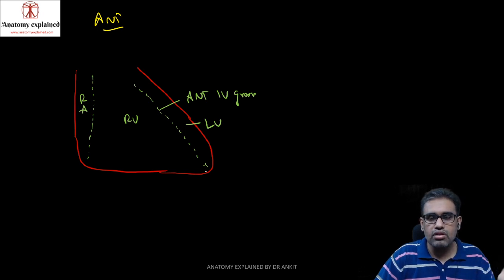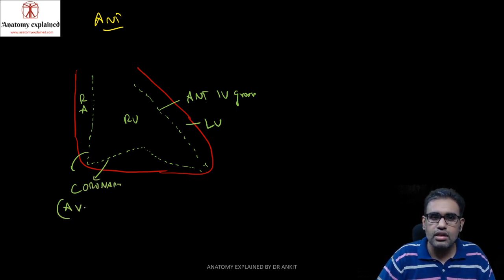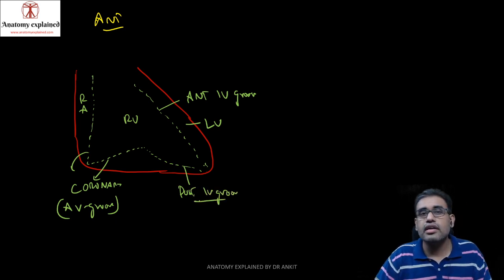This anterior interventricular groove will go posteriorly over here. Okay, and this coronary groove will also go posteriorly over here. These both are your coronary grooves. Now coronary grooves are the same as your AV grooves, AV is atrioventricular grooves, and this is your anterior and this is your posterior IV groove. Posterior IV groove on the posterior side.